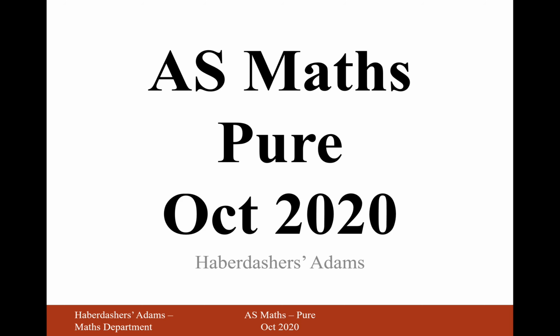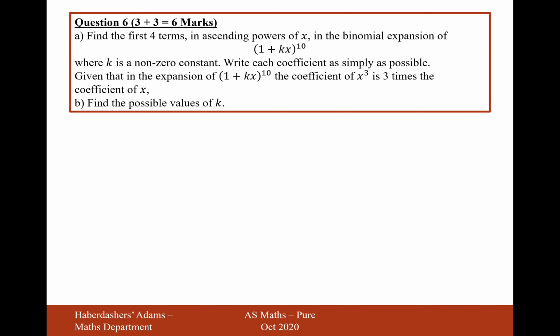Hello there, welcome to the October 2020 paper. Here we're looking at question 6. Find the first 4 terms in ascending powers of x in the binomial expansion of (1 + kx)^10, where k is a non-zero constant. Write each coefficient as simply as possible.